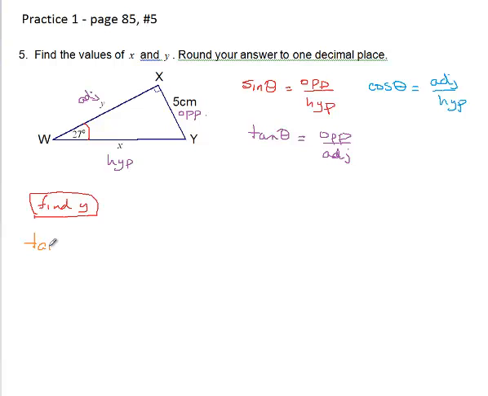So write tan first, write the angle next. It's always the tan of the angle, which in this case is angle W, which is 27 degrees. So write in 27 degrees.